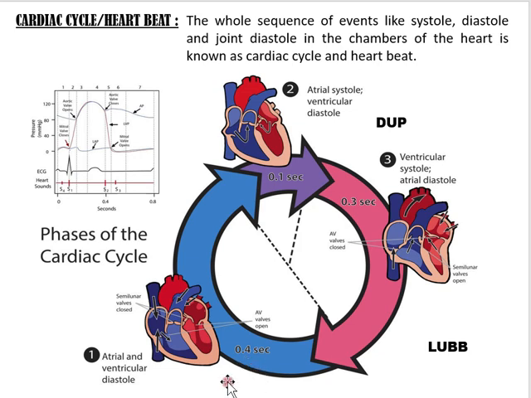So these events that occur during ventricular systole, which is also known as atrial diastole, and ventricular diastole or atrial systole, and the joint diastole, the time taken, that comprises the cardiac cycle or heartbeat. So this is how the systolic and diastolic phases of the heart take place in a cyclic manner. So that explains the working of the heart.